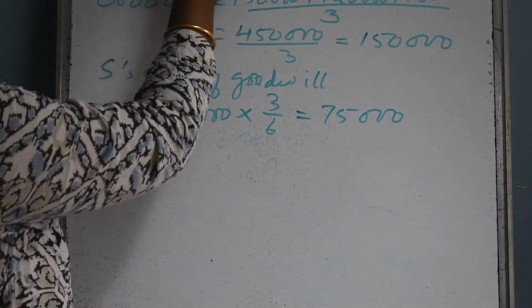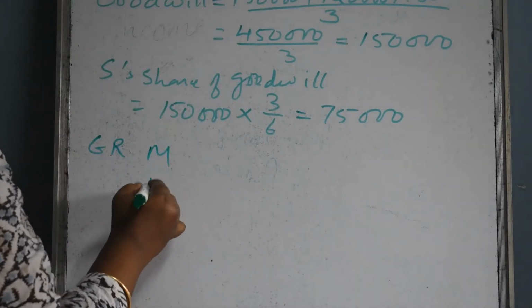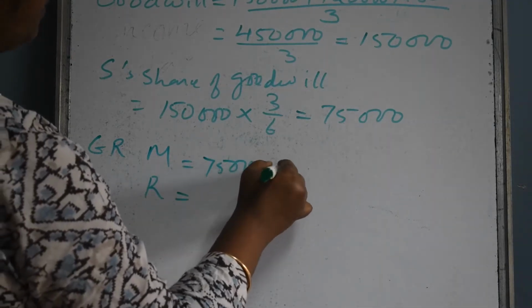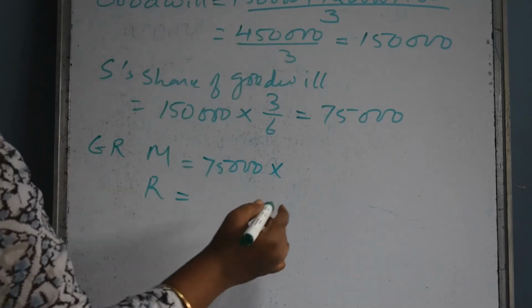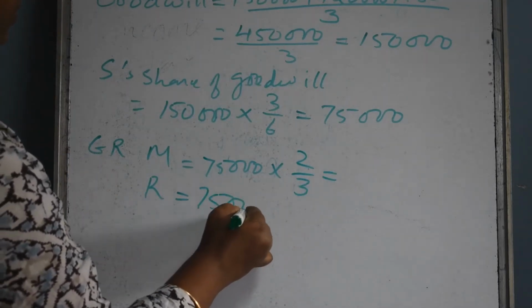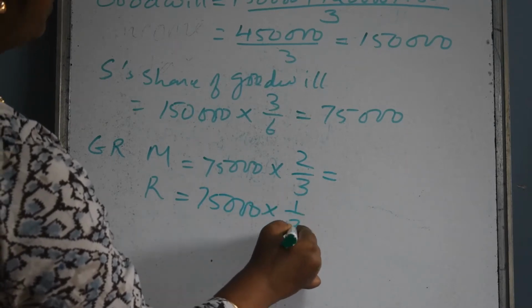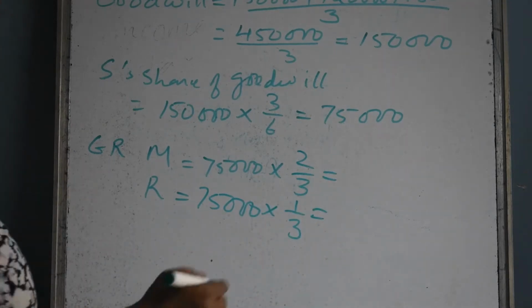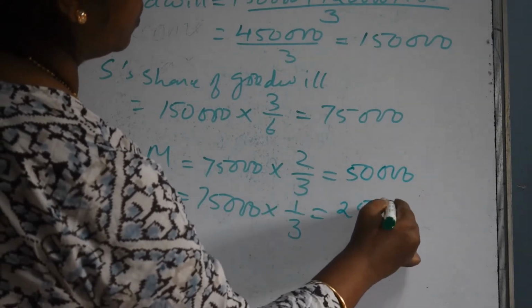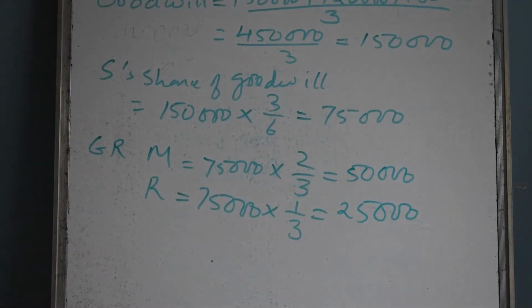Called continuing partners M and R. 75,000 multiplied by the gain ratio 2:1. So 2 upon 3 and 75,000 multiplied by 1 upon 3. Now the answer comes to 50,000 and 25,000. So this is the calculation of goodwill.